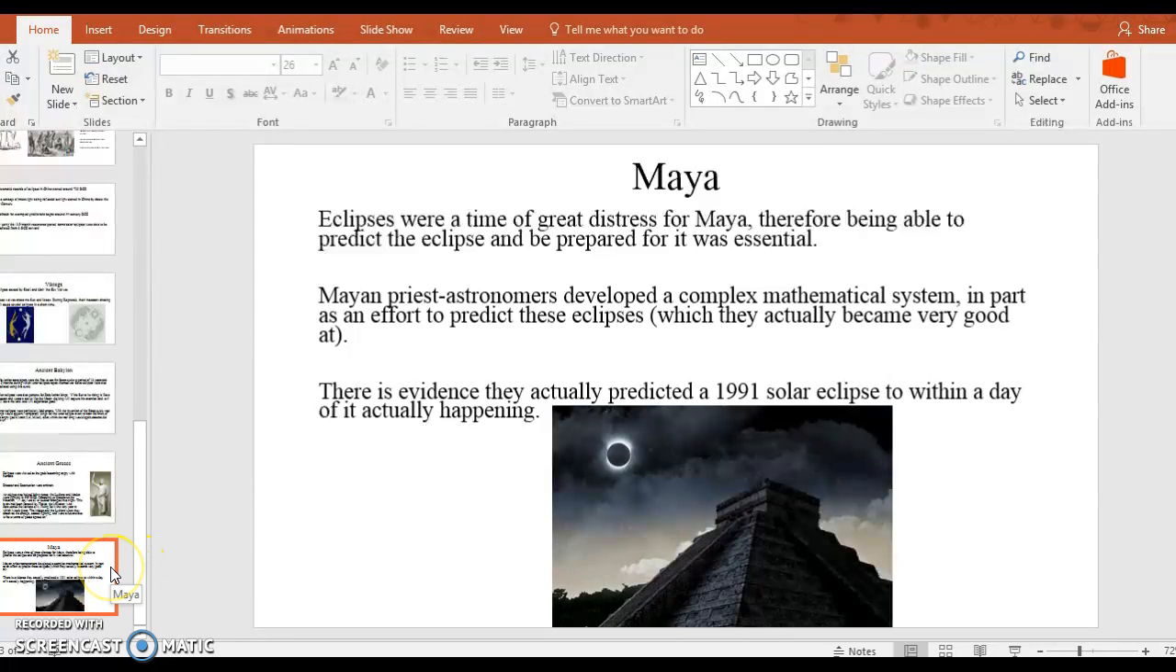And there is evidence that back in 1100 AD they predicted a 1991 solar eclipse, and it happened within a day of their prediction. So that's pretty incredible.